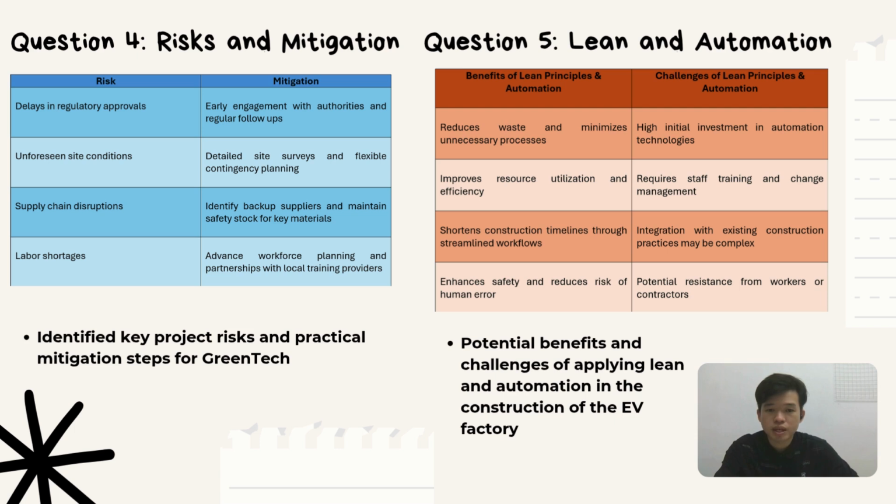They include the high initial investment needed for automation technology, as well as the requirement for staff training and careful change management. Moreover, integrating these new systems into existing construction practice can be complex, and there may be potential resistance from workers or contractors who are not familiar with the change. Because of this, while lean and automation offer major advantages, they also demand thorough planning and support to be successful.